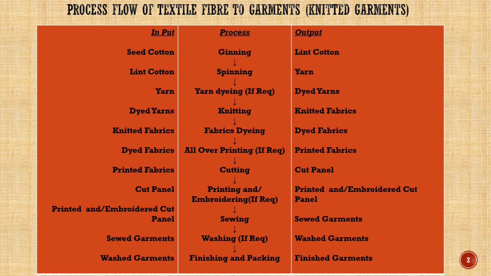Cut panel is the output of the cutting process, where the input is dyed or finished fabrics. Cut panels are converted to garments through the sewing process. Based on buyer demand, sometimes they need garment washing. After washing, garments are sent to the finishing process.